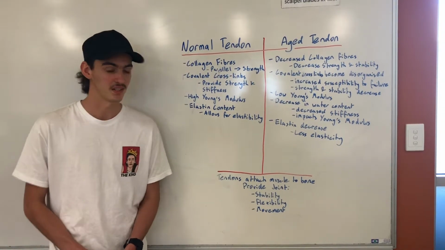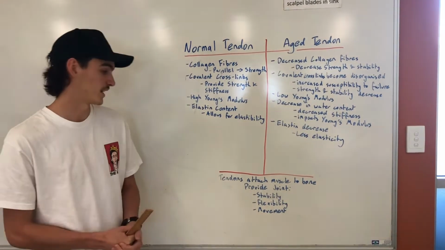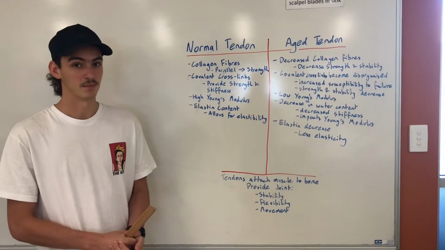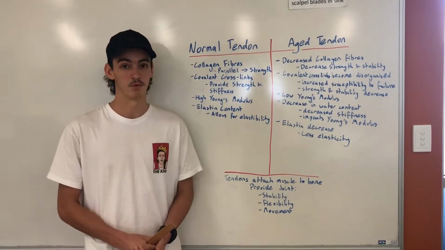So just before we start, I'll give a quick definition of tendons. Their main role is to attach the muscle to the bone, so that in doing this, they provide joint stability, flexibility and movement.